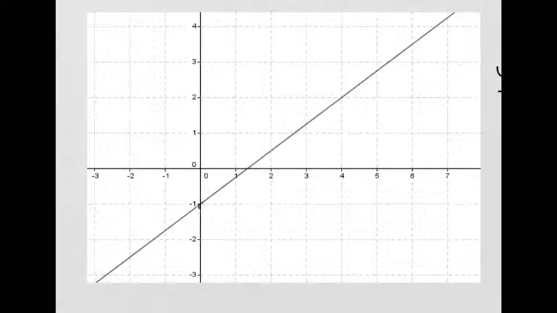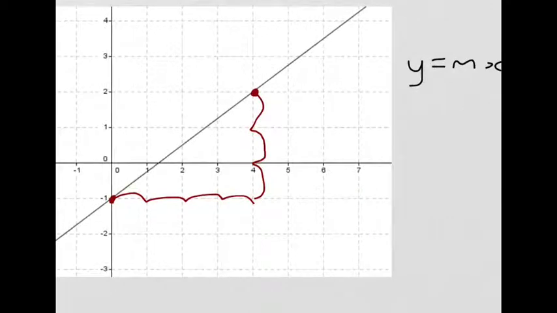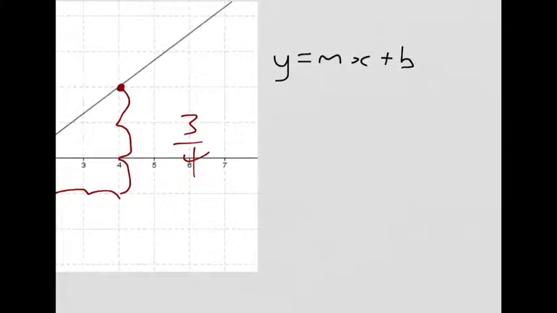Again, just choose 2 points that you know on that graph. It'll be those 2 points there. And figure out the rise compared to the run. That's a rise of 1, 2, 3 up, and 1, 2, 3, 4 to the right. So 3 over 4 would be the slope. Y-intercept? Negative 1. So the equation therefore is y equals 3 over 4x minus 1.